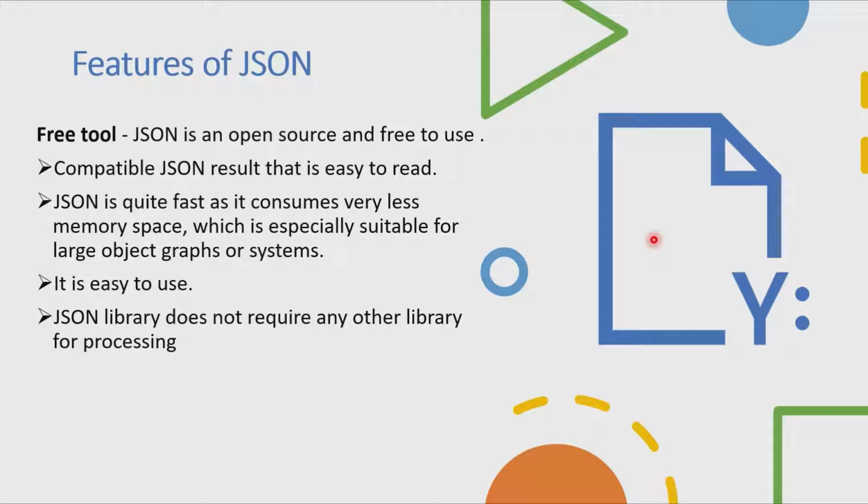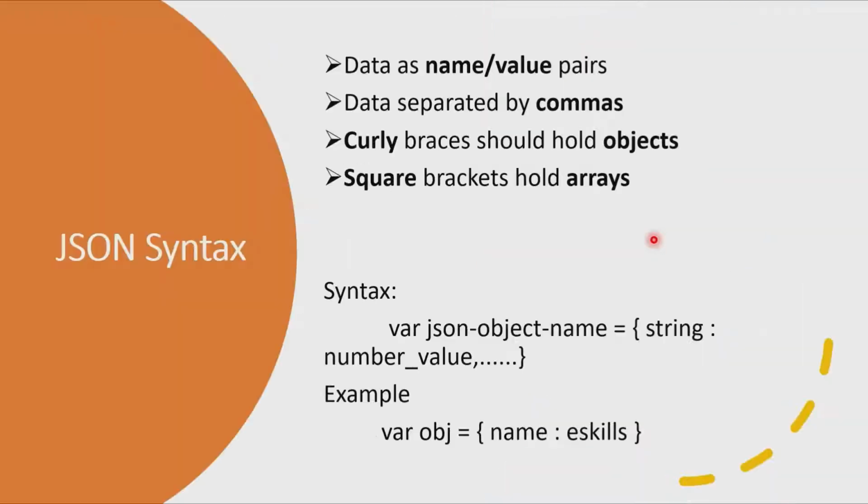JSON is an open source and free to use tool. It is compatible with many platforms. It's a kind of text which is easy to read, and JSON is quite fast. It is going to consume very little memory. It is easy to use, and the JSON library doesn't require any other library for processing.